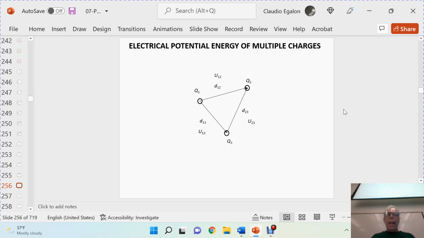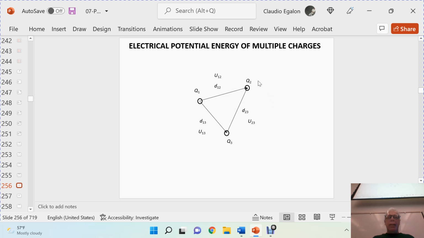Now, you may have electric potential energy not just with two charges, but with three charges. A system with two charges has potential energy, and a system with three charges also has potential energy. How is it calculated? The net potential energy of the system is the potential energy between the first pair of charges, plus the second pair, plus the third pair.